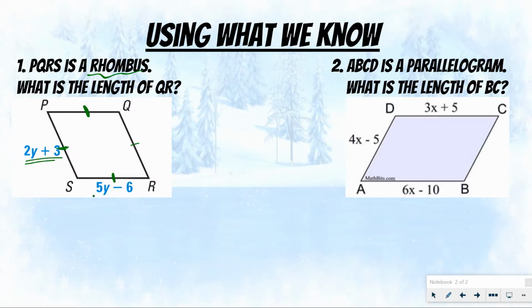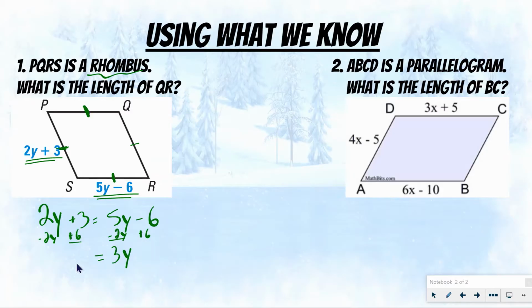I know that these lengths are the same, so I'm going to set them equal to each other. 2y plus 3 equals 5y minus 6. So we'd get 3y by subtracting 2y on both sides. And then I'm going to add 6 over to the other side and get 9 as my constant, and then divide away the 3. And that tells me that y equals 3. That's just the value of y.